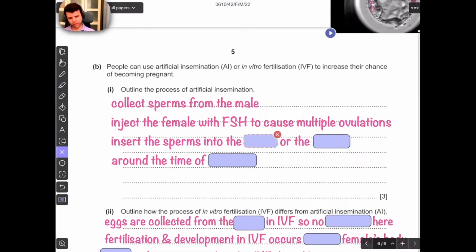Or the vagina. Further is better. Or the oviduct, yeah, because that would put it around the time of ovulation. Ovulation. Perfect. Very good. Thank you.